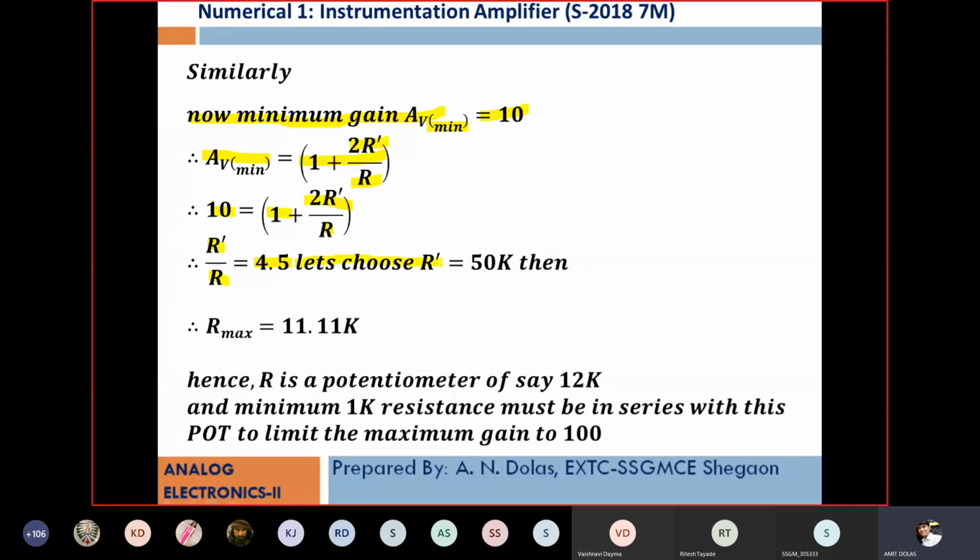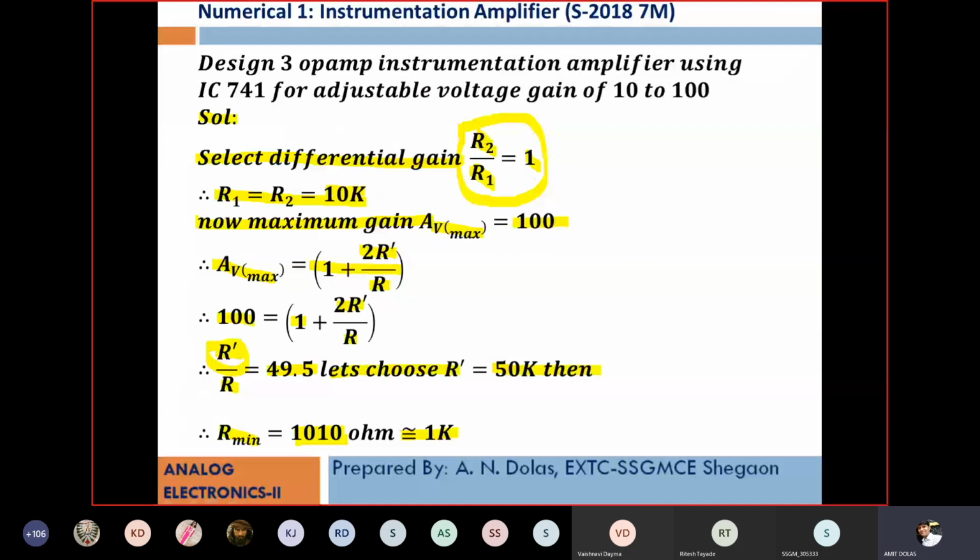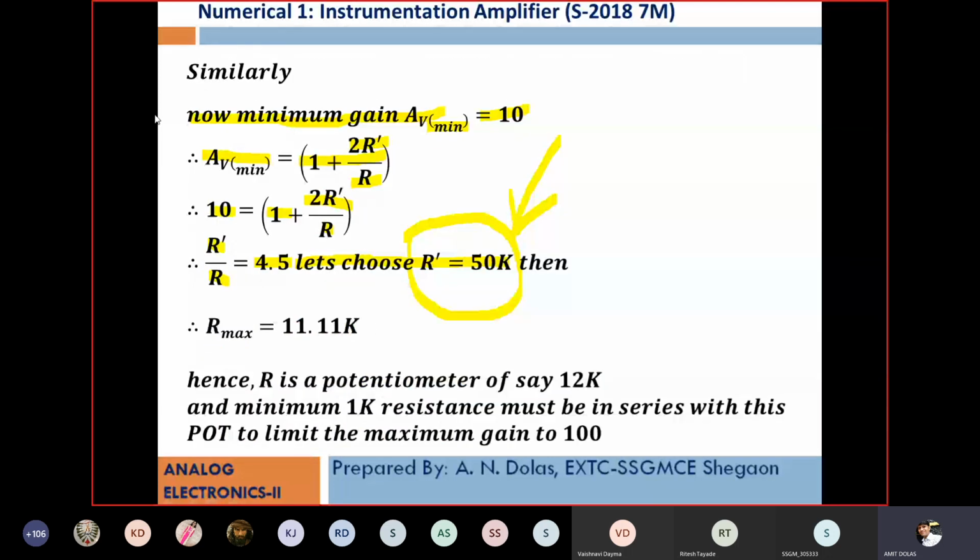Let's choose R dash 50K. Double choose नहीं करना है. R dash we already chose 50K. For understanding purpose, I have used this statement here. Earlier we have decided R dash is 50K. It is 50K. Don't change R dash here. So you may see in the previous PPT it is also 50K.